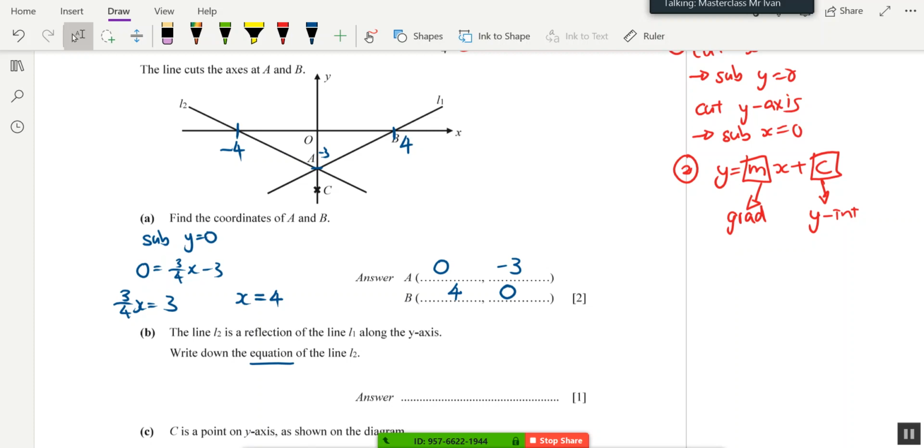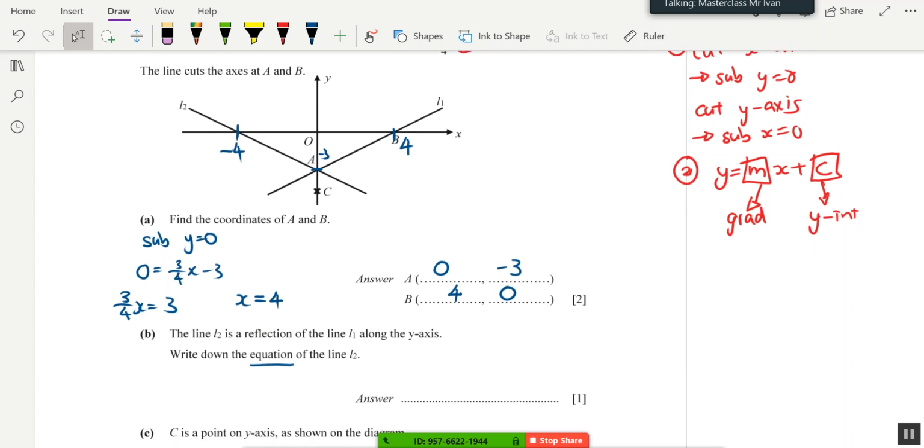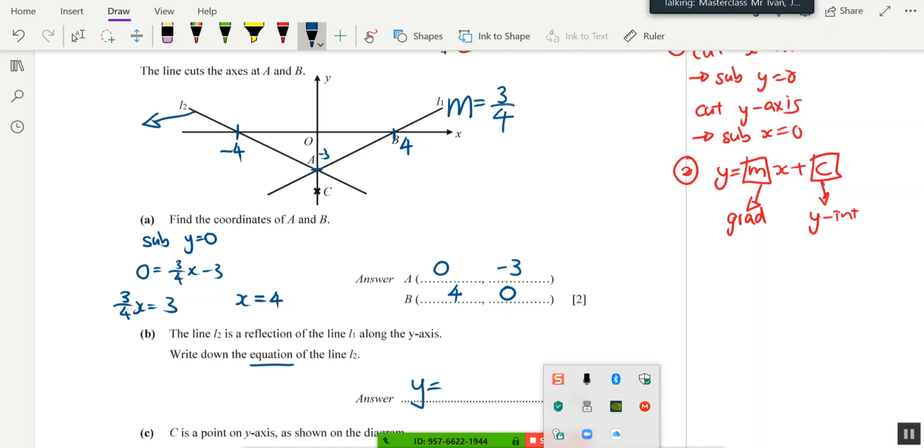Okay, so this one is going up. That's why the gradient is 3 over 4. If it's going down and it cuts at the exact same 2 points, what do you think is the gradient? So this line going up, the gradient is 3 over 4, right? This guy going down, what do you think is his gradient? Negative 3 over 4. Yes, negative 3 over 4.